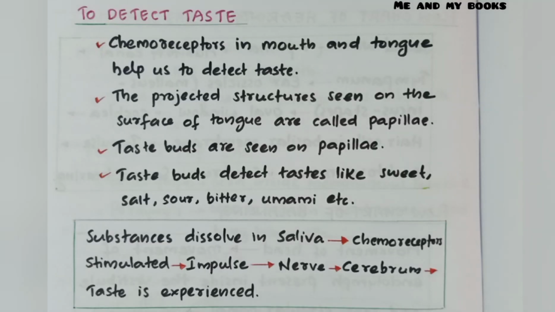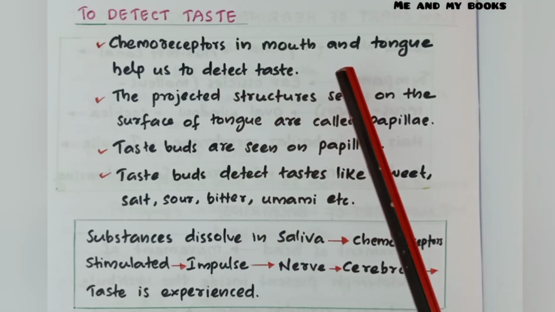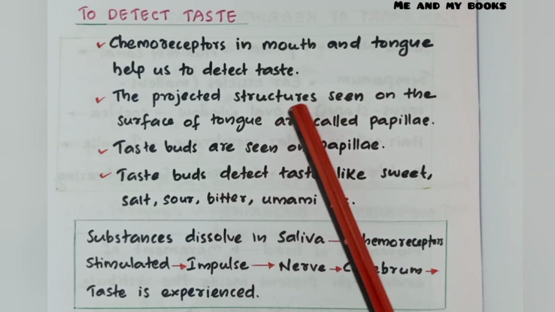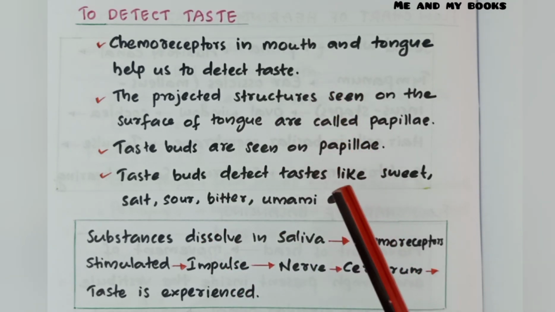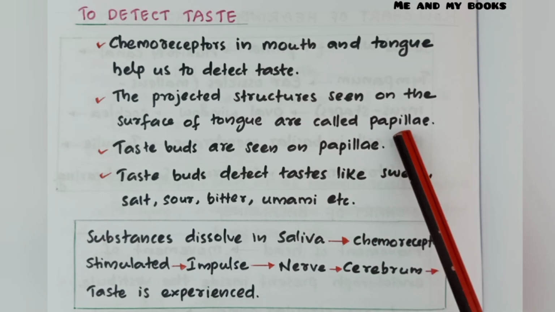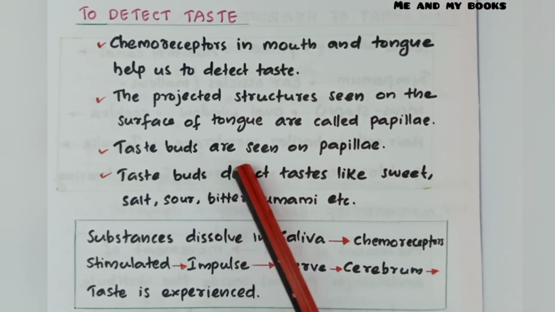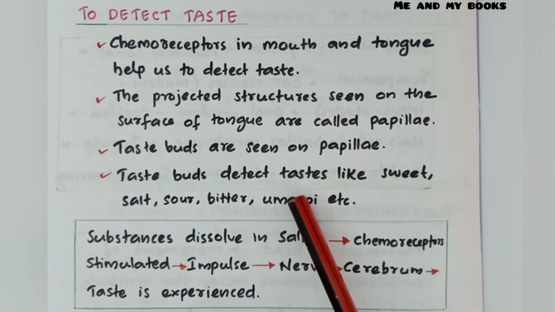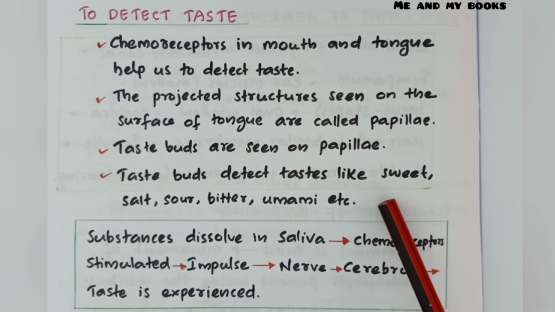Next sense organ is tongue to detect taste. Okay. Chemoreceptors in mouth and tongue help us to detect taste. The projected structures seen on the surface of the tongue are called papillae. Taste buds are seen on papillae. Taste buds help us to detect tastes like sweet, salt, bitter, umami, etc.